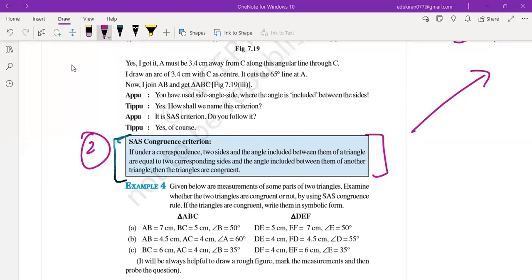Ma'am, do we have to draw 3 triangles? I mean, basically 6 triangles. Yes, we have to draw 6 triangles. Why do you need to? Because it becomes easy to compare. Yes, ma'am, I get it.